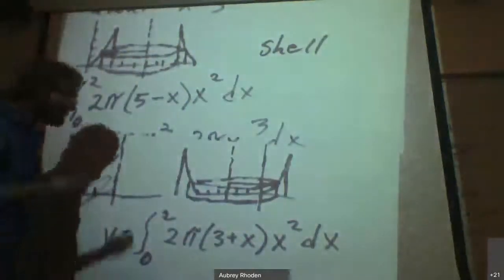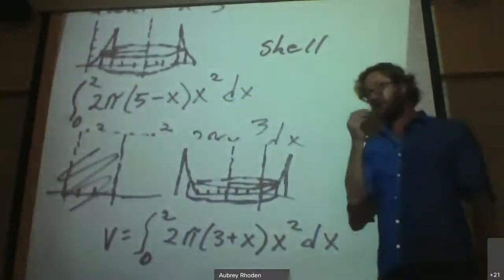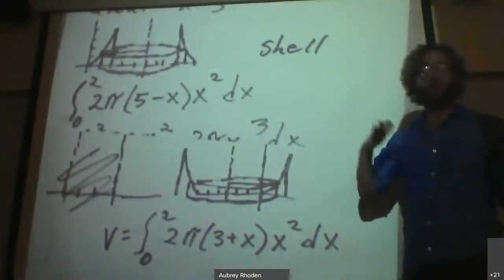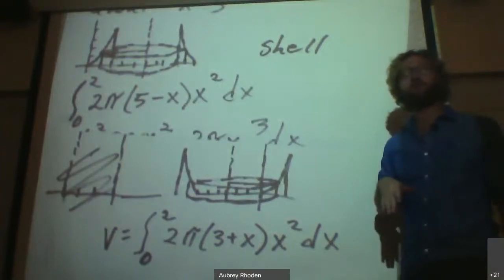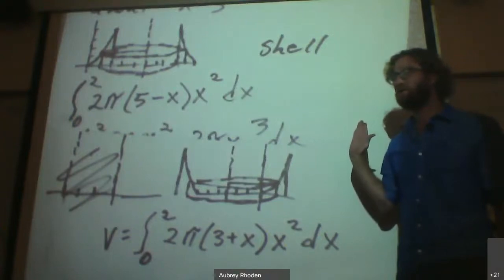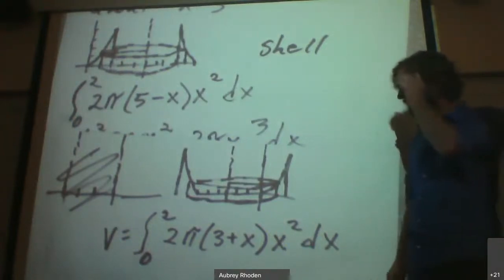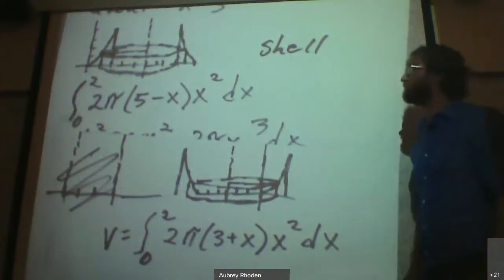Okay, so as I was saying before, if your line of rotation is below it, you're going to have addition. If it's above it, it's subtraction. If it's to the right, it's subtraction. If it's to the left, it's addition. And so what do I mean by that? It's how it affects the radius of the problem.